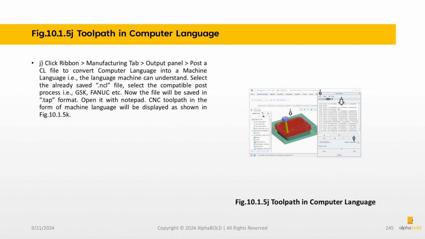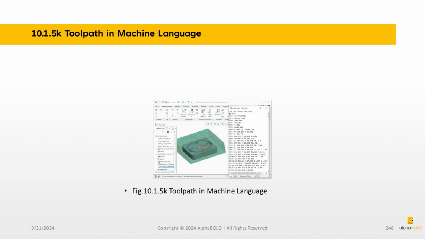Select the already saved .ncl file. Select the compatible post processor, such as GSK, FANUC, etc. Now the file will be saved in .tap format. Open it with Notepad. The CNC toolpath in the form of machine language will be displayed.